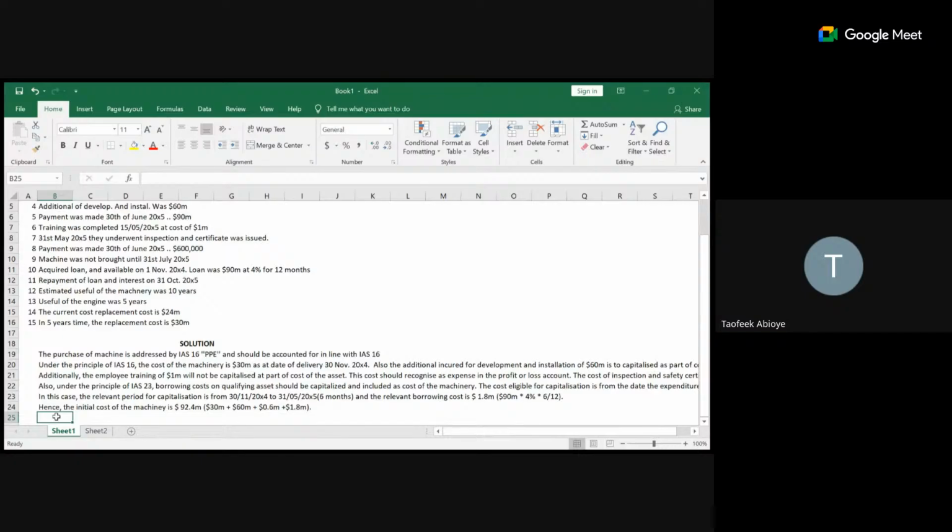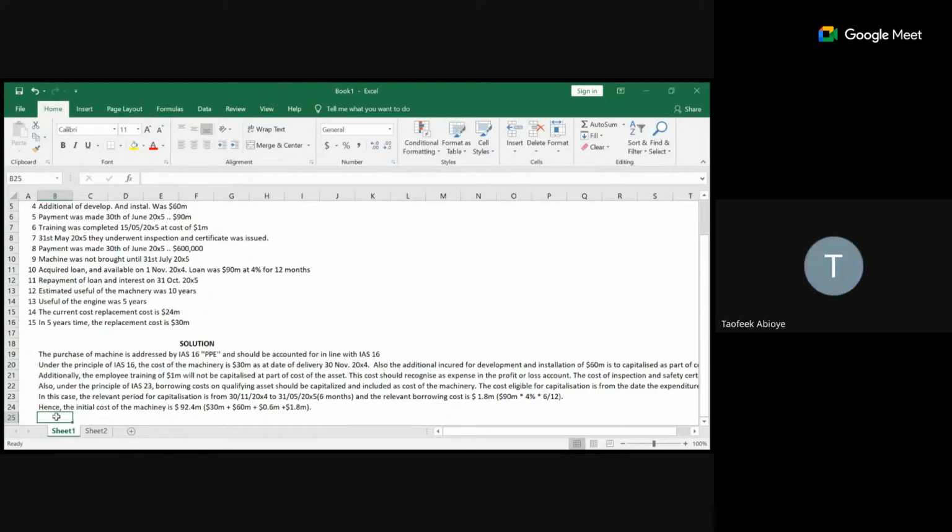In line with IAS 16, when are we going to start our depreciation? When it is available for use. Now, in this question, when is our machinery available for use? July 2005, July or June? It was not brought into use until 31st July 2005.